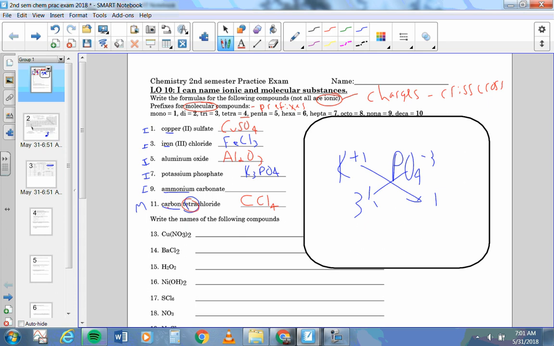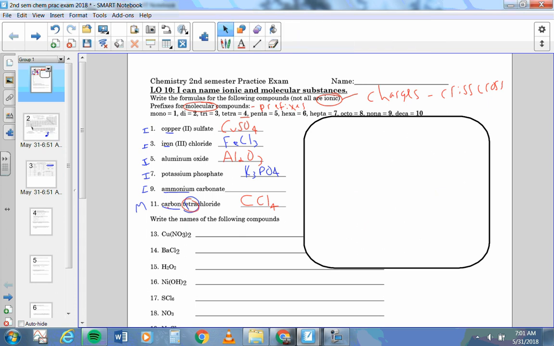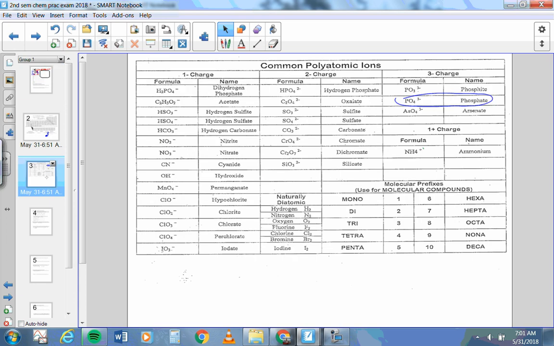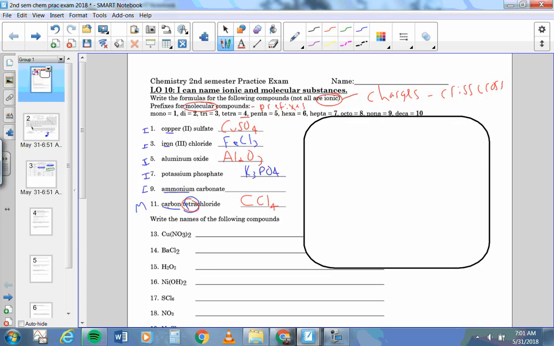K3PO4. Ammonium carbonate. Ammonium is that one strange one on the back. Ammonium, I had it circled. NH4 with a +1. Carbonate's also on the back. It is a CO3 with a -2. So we have an NH4 with a +1 and a CO3 with a -2. Well, it's going to take 2 of those. There's going to be some parentheses required. NH4, I need 2 of them, so I need parentheses. CO3. Ammonium carbonate.